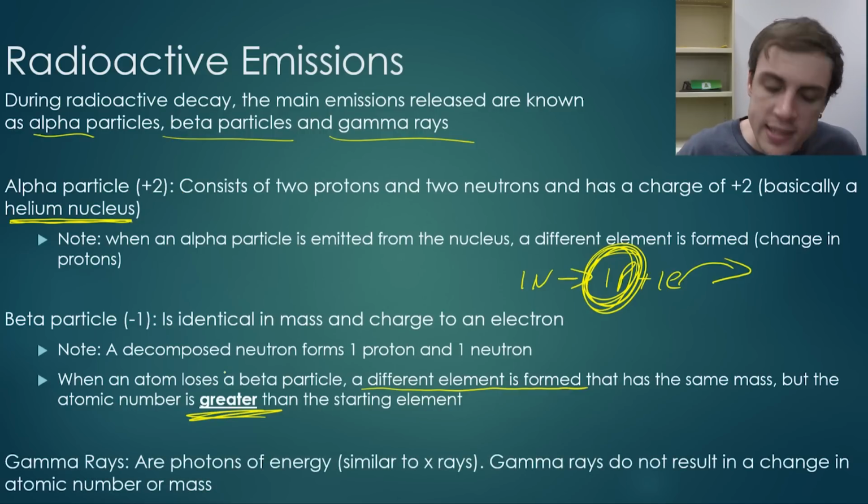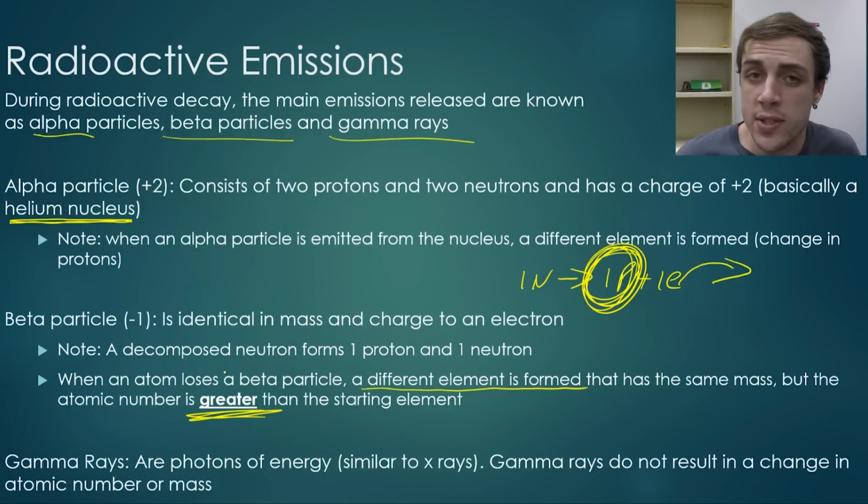So the last one is a gamma ray. Gamma rays we're not really going to delve very deep into. However, the only thing you need to know is that they're photons of energy. So they're essentially light. They're very similar to X-rays, but they have more energy in them. Gamma rays do not have any change in the atomic number or the mass of that element. Again, don't get too bogged down in the details here, because this is where physics can very much take over. It can get very, very confusing.